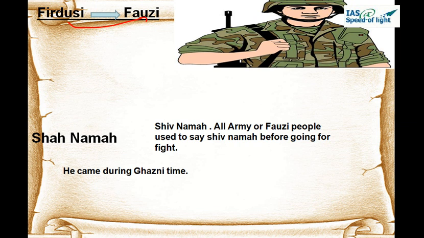Okay. So Firdausi is Fauji, and we have to relate it now with the Shahnama. Close your eyes and see a Fauji, an army person, sitting in prayer and saying Om Namah Shivaya, Shiv Namaha, Shiv Namaha, please give me success in my battle. So Shahnama becomes Shiv Namaha, and we are relating who is praying that. It is the Fauji or Firdausi. And he came during Ghazni time. Now again, Ghazni, our picture is clear of Amir Khan. Again, we can relate Firdausi, or Fauji, with Ghazni.